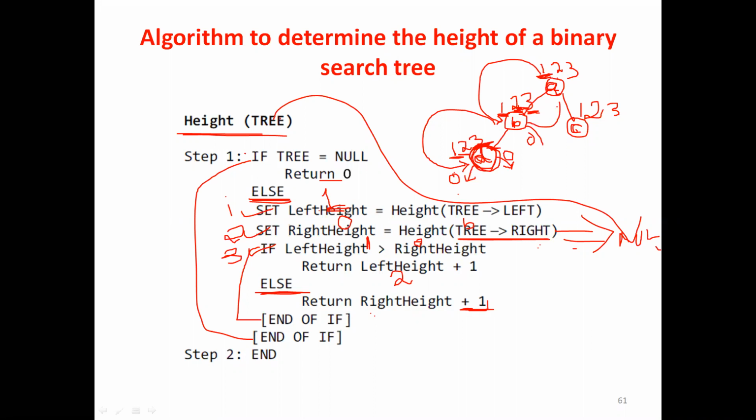It's going backward to node A. What did it return? 2. It is the height of the left subtree of A. Can you understand now? Height of the left subtree of node A. After executing step 3, it's returning the height of the left subtree of A. It's nothing but 2. Okay, done.